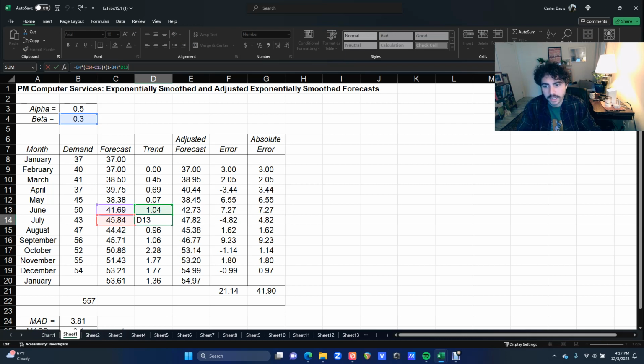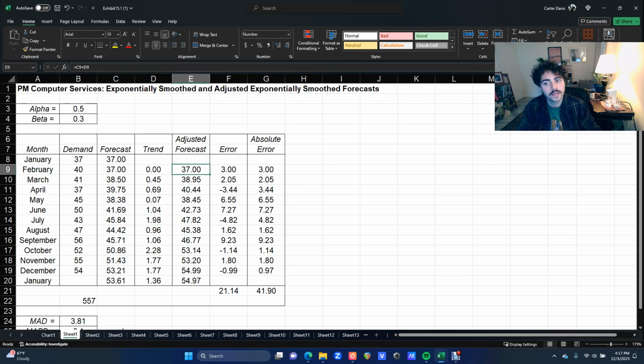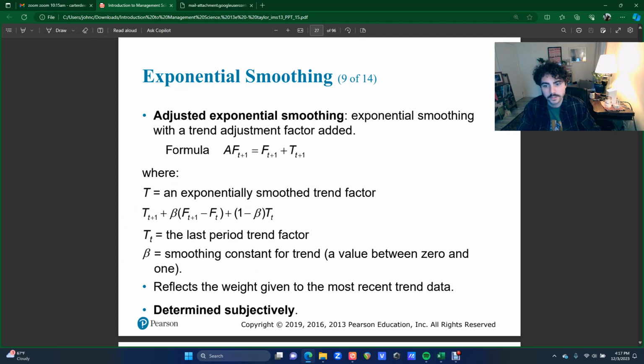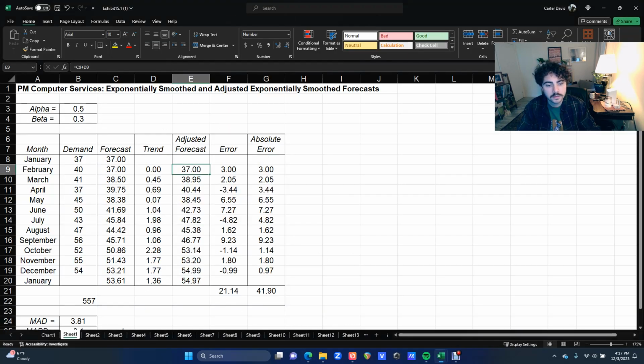So again, beta times the difference of these forecasts, the current minus previous, and then plus 1 minus beta times the previous trend. Then to get the adjusted forecast, you add the simple exponential smoothing forecast plus the trend to get the adjusted forecast. That's it. And that's what they're describing here. So you find the trend, then to find the adjusted forecast, you take the previous forecast plus the trend adjustment thing.